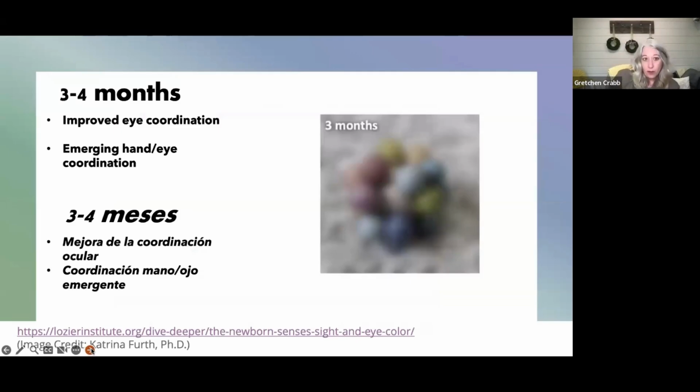At about 3 to 4 months, we start noticing improved eye coordination and emerging hand-eye coordination. So think about things at this stage that babies can start to reach for. They're not necessarily going to hold on and grasp it; it's going to be emerging. They're going to start noticing that my hands and my eyes are somewhat connected. You can also notice that they're going to start noticing some more definition of shape, right? And more color, as you can see in this example.